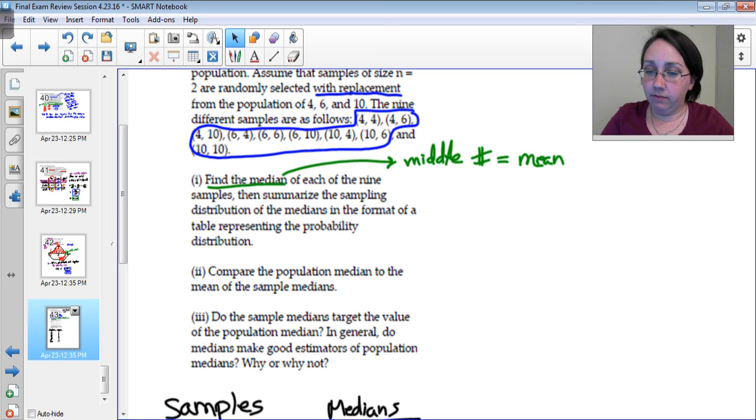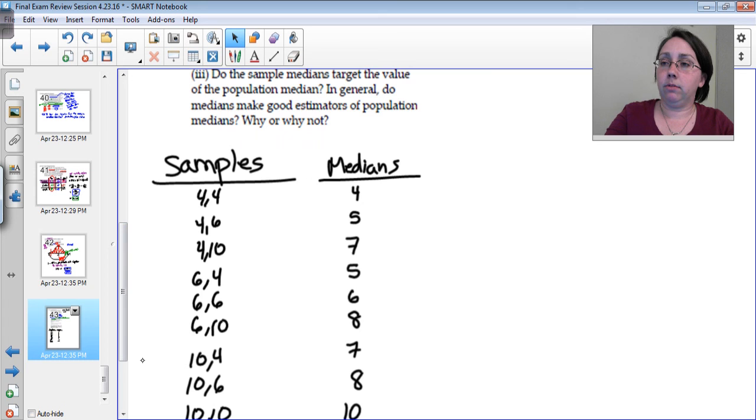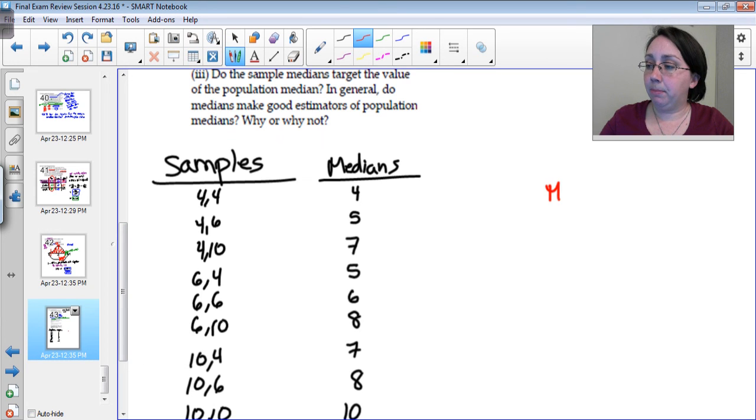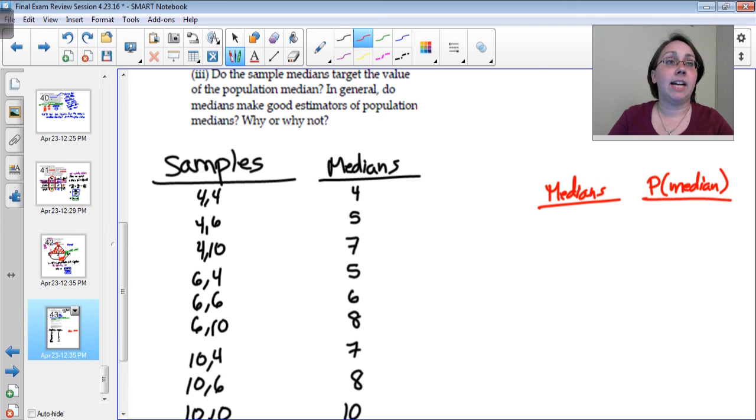So find the median of each of the 9 samples. Then summarize the sampling distribution of the medians in the format of a table representing a probability distribution. I just lost all of you, and I know it. Okay. Summarize the medians in a probability distribution. Here's what they're talking about. Write down your median. You need the probability as well of each median. That's a probability distribution of the medians.